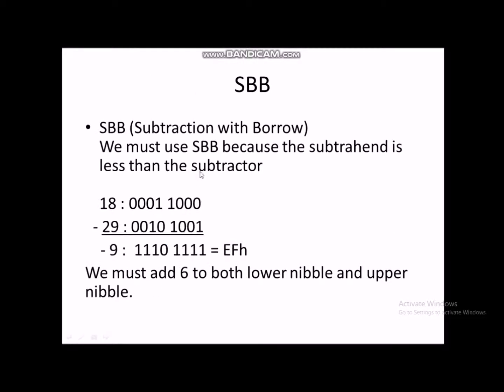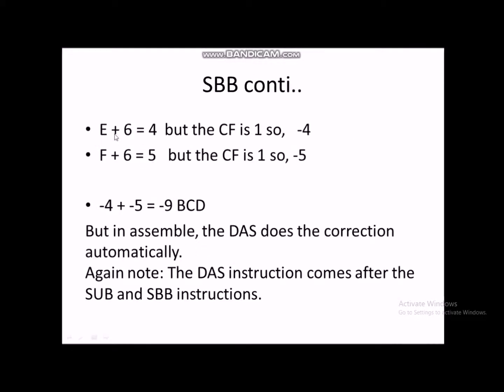So if you try to do this in decimal, we're expecting to have 9, but once you do it in binary, we'll get EFH, which is not a BCD representation. So we have to add 6 to both nibbles because there is an error in both of them. If we add 6 to both nibbles, we'll get 4 and 5: 4 in the higher nibble, 5 in the lower nibble. Now, we have to add them up.